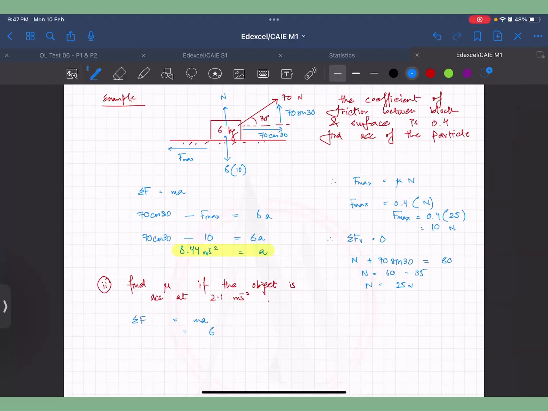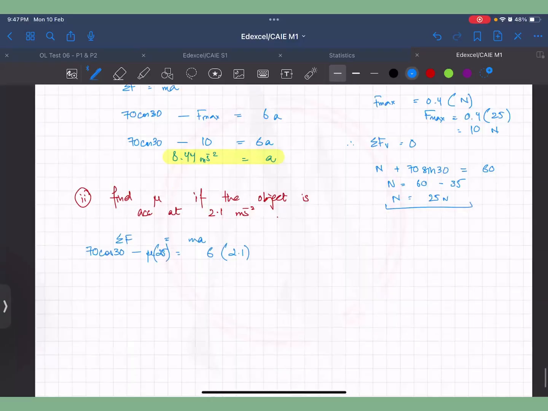Mass is again 6. Acceleration, we now know it is 2.1. The horizontal force pulling the object is 70 cos 30 minus the force of friction, which can be opened up into mu R. So mu R, or the normal contact force N, we already know it is 25. So mu times 25.